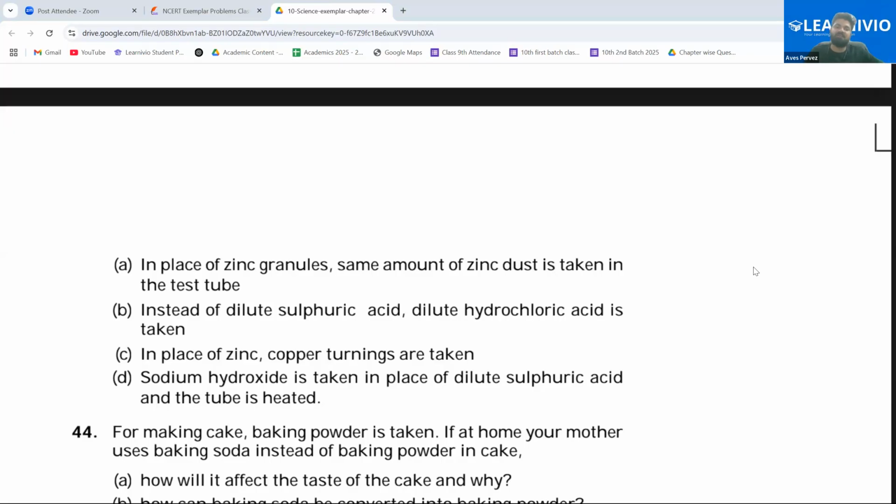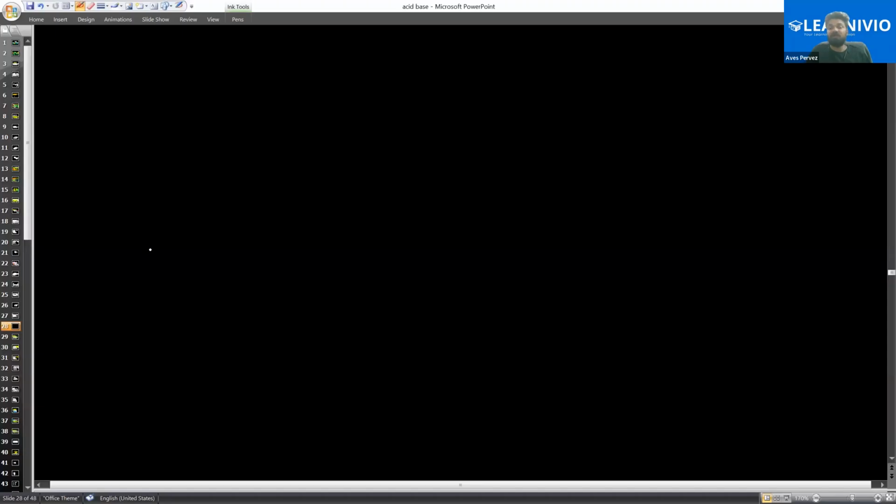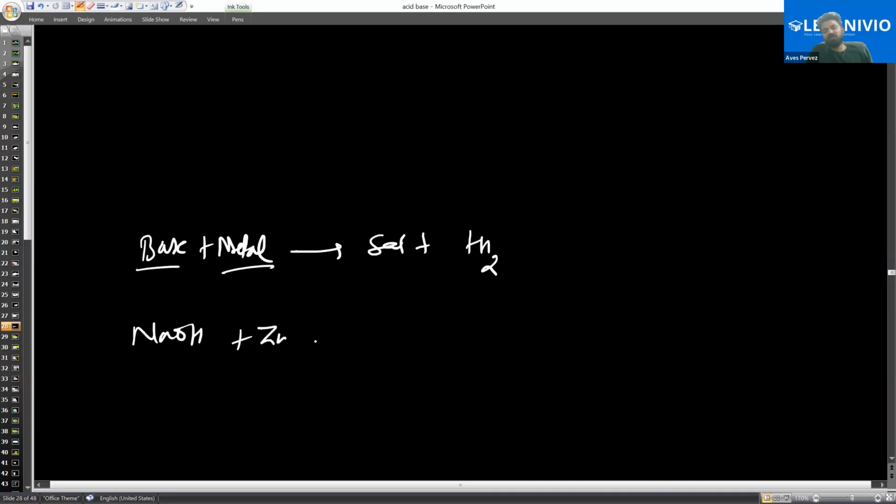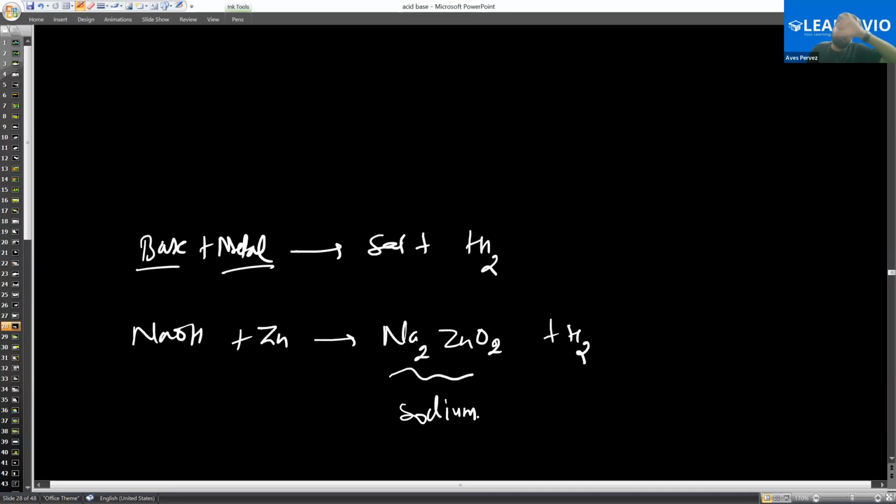Okay. One more last question: if sodium hydroxide is taken instead of dilute sulfuric acid, will the hydrogen gas still be produced? If you take sodium hydroxide, we will learn this in the properties of base, because right now we are studying the properties of acid. Bases, when they react with metals, also produce salt plus hydrogen gas. We will learn this one later. So if you have NaOH reacting with zinc, it will give you sodium zincate, Na2ZnO2, plus hydrogen gas. Similarly, aluminium reacts with caustic soda; you will learn that.